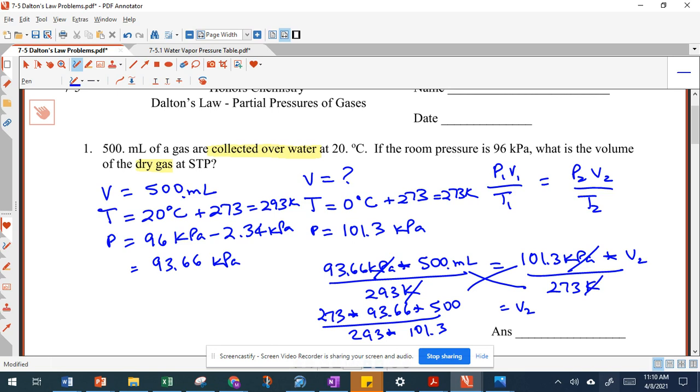And that gives us 400, and I'm going to do this in 3 sig figs, because when we add 20 to 273, we get 293. So it's 431 milliliters. So that is our final volume. So you need to do this kind of problem when you see that a gas is collected over water, so you have to incorporate Dalton's law at some point.